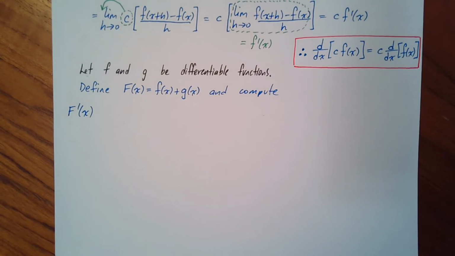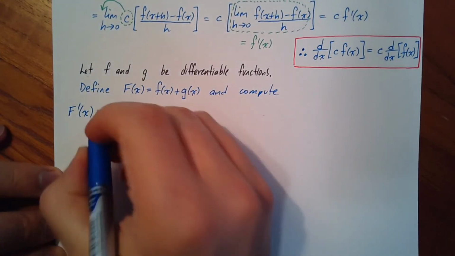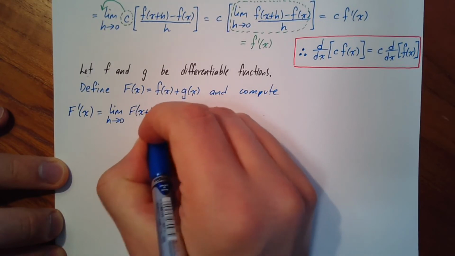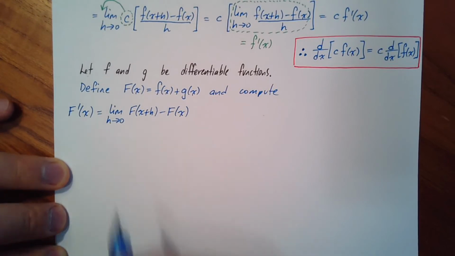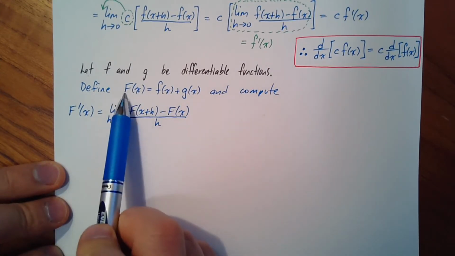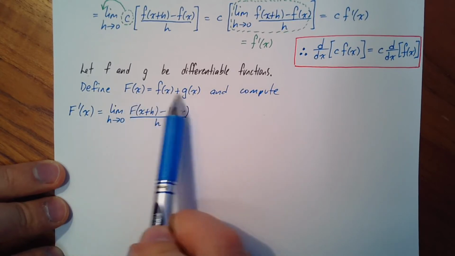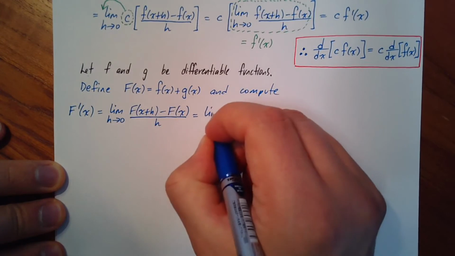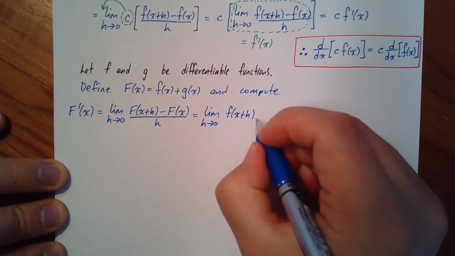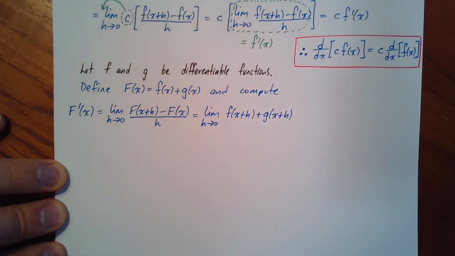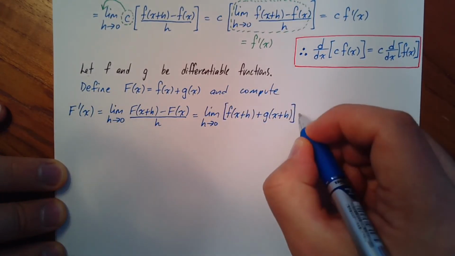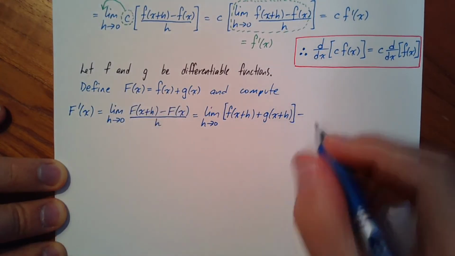Just like in the previous two rules, we're going to start by using the definition. Let's write down the limit as h goes to 0 of capital F of x plus h minus capital F of x, all over h. Now let's apply what capital F does. What does capital F do to an input value? It takes that input value and plugs it into little f and little g, and then adds the results together. So let's apply that here, where you get the limit as h goes to 0 of little f of x plus h plus g of x plus h. So that is your capital F of x plus h. And then we're going to subtract capital F of x, which is really just f of x plus g of x.